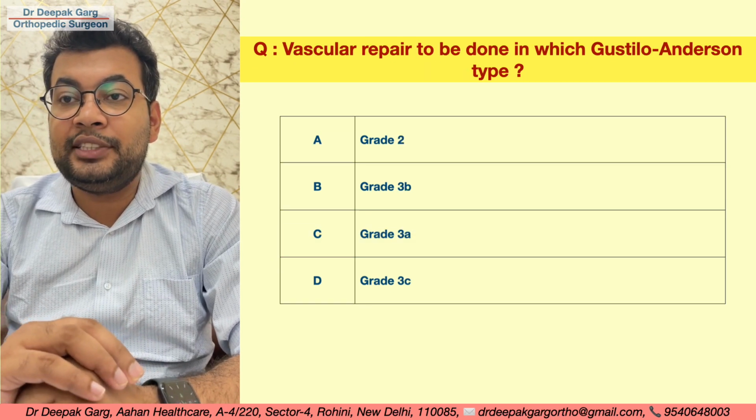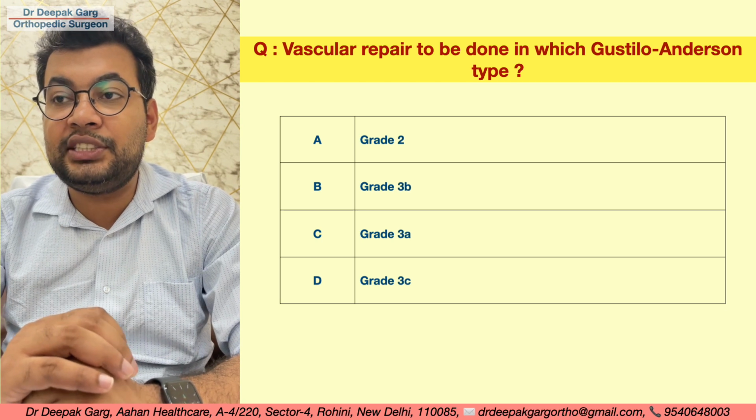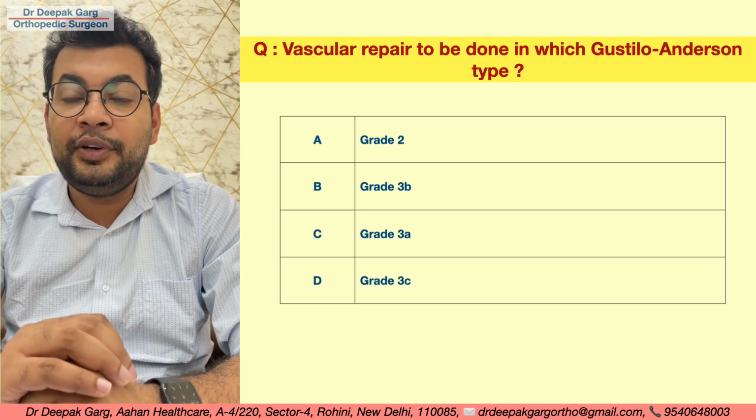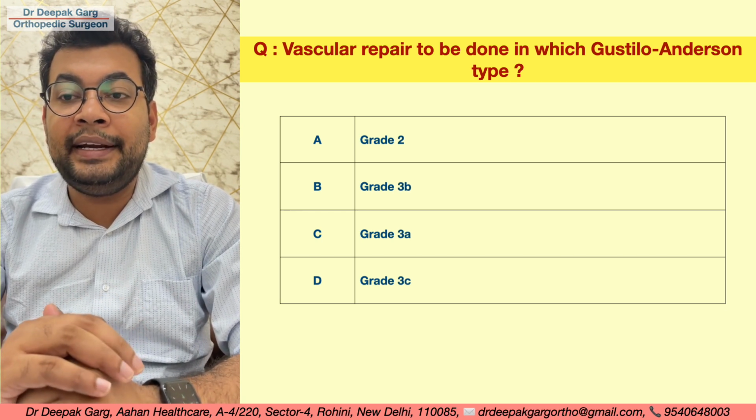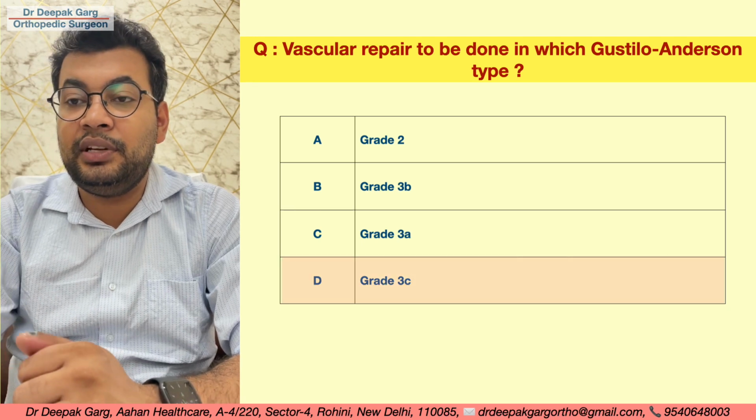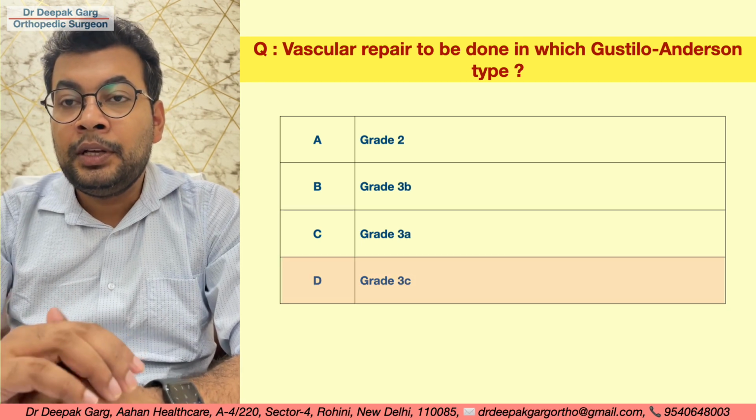The next question: vascular repair to be done in which Gustilo-Anderson type? So we already know vascular repair will be needed in stage 3C because of the vascular injury in stage 3C.